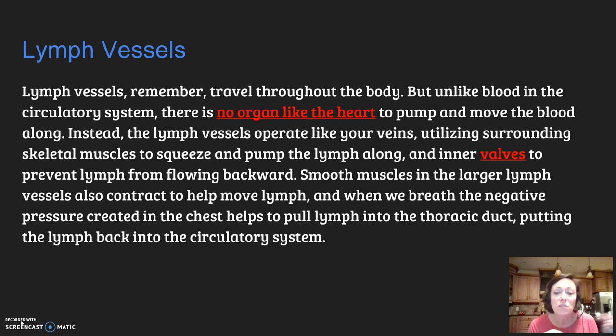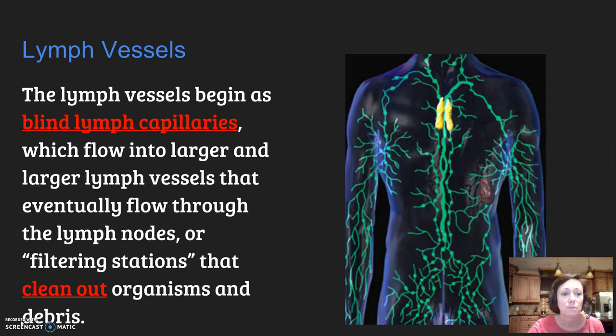There's also a little bit of smooth muscle when you get to the larger lymph vessels, and that smooth muscle contracts slightly to also help pump and move the lymph forward. And lastly, when we breathe, there's a negative pressure that's created inside your chest, and that negative pressure also helps to pull the lymph into that thoracic duct and put the lymph back into the circulatory system. So just because you don't have a heart to pump lymph fluid, there's lots of other ways that the lymph gets squeezed and pushed through your body.